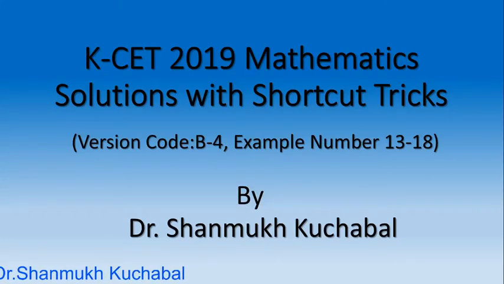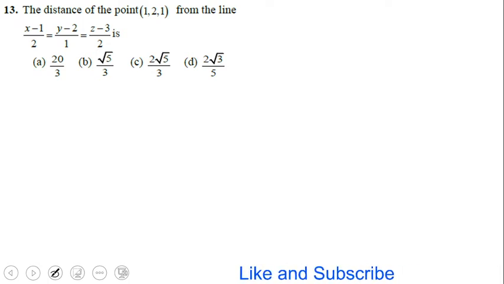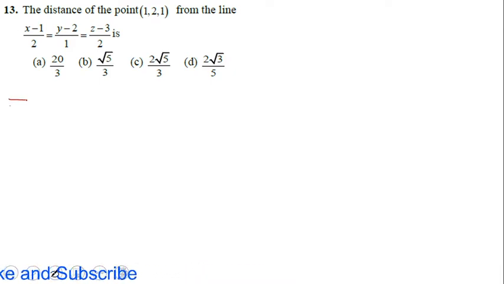Hello students, today in this session we'll discuss example number 13 onwards. So let us begin with example number 13. In this example, it is given that we have to find the distance of the point (1, 2, 1) from the line. So here the given information we will write first.